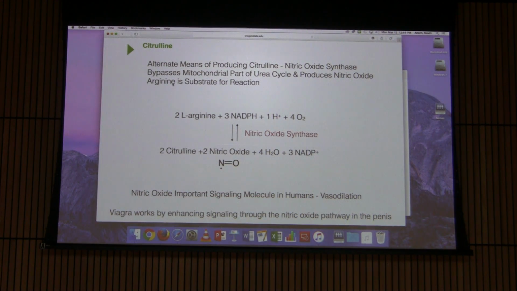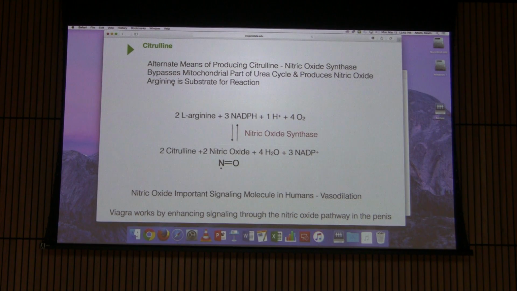Nitric oxide is a very important signaling molecule, as I said, and it's very important in vasodilation, the relaxing of blood vessels. It affects blood pressure. It also affects things like the erection of the penis, which requires vasodilation in order to happen. So Viagra works by enhancing the signaling through the nitric oxide pathway, thereby facilitating vasodilation.